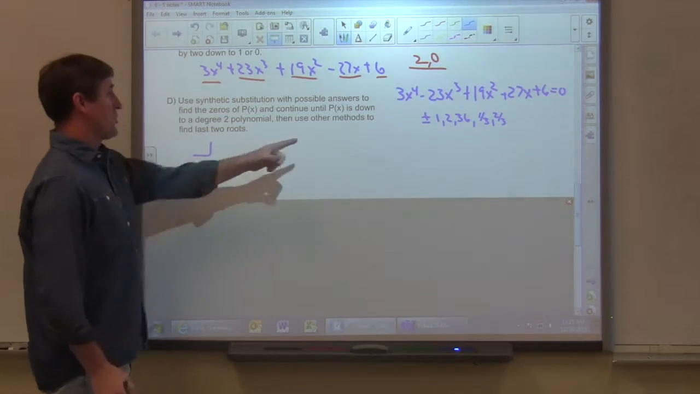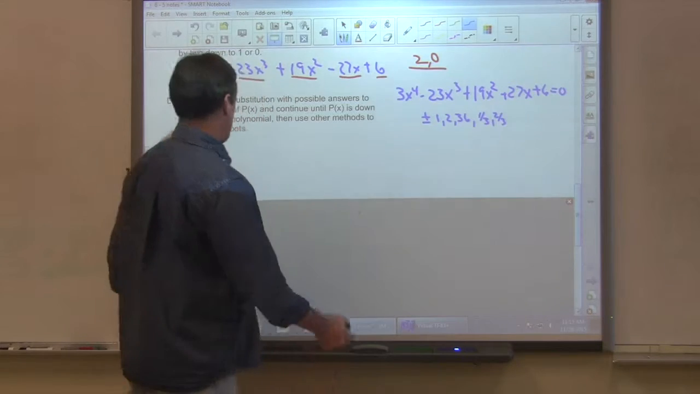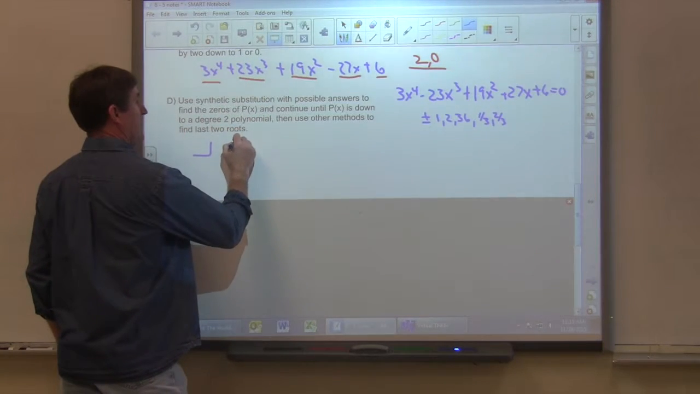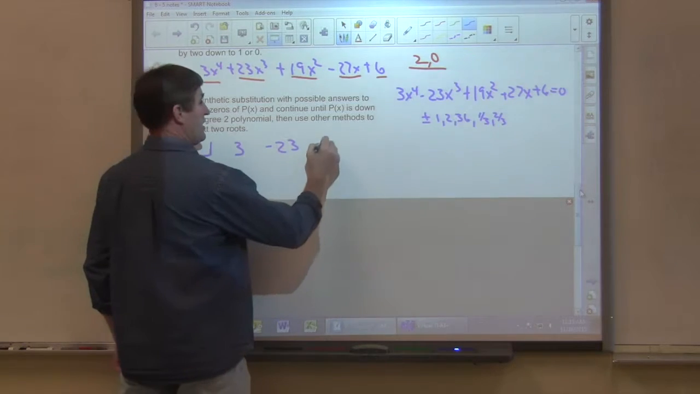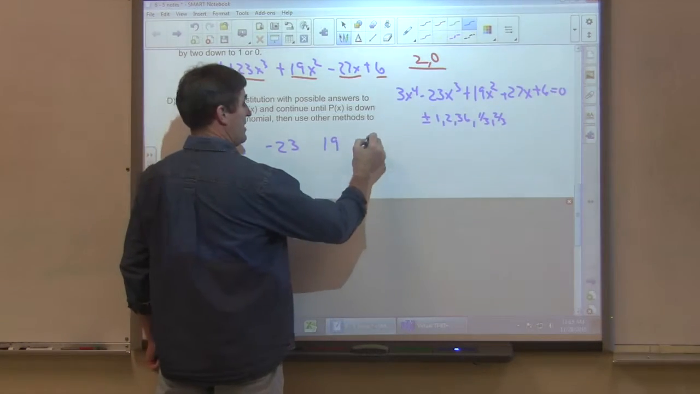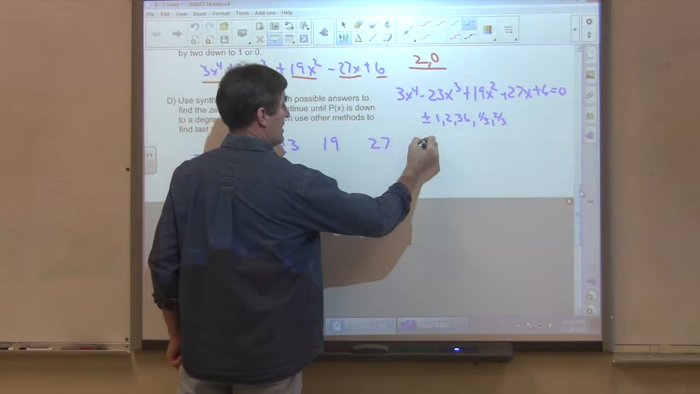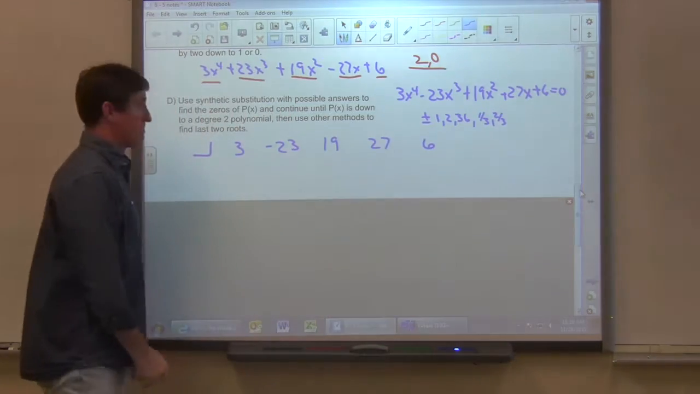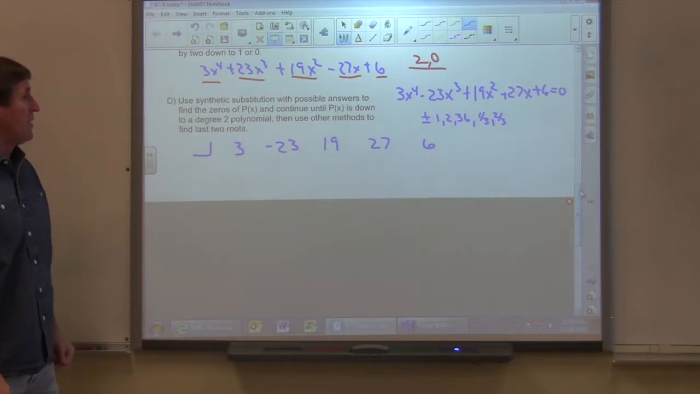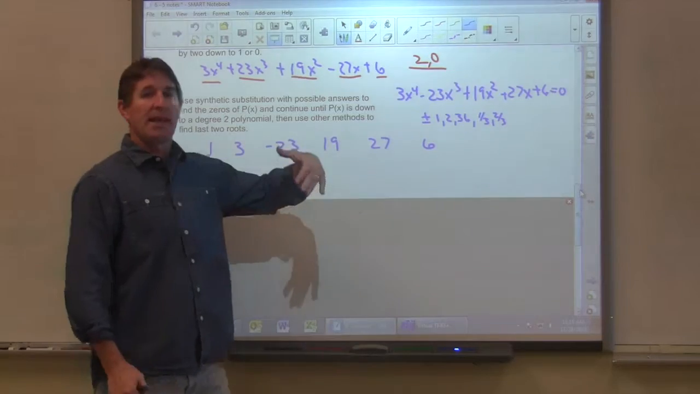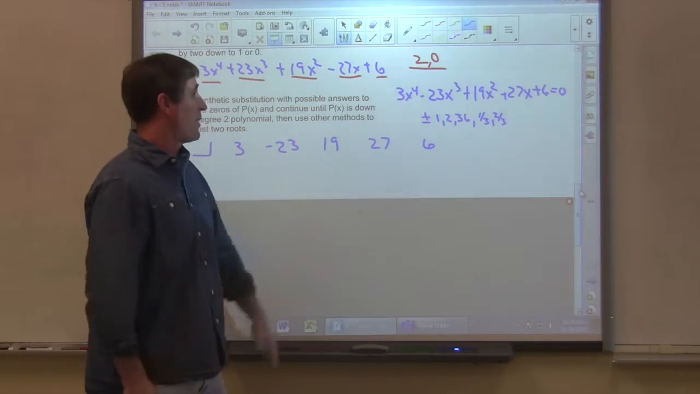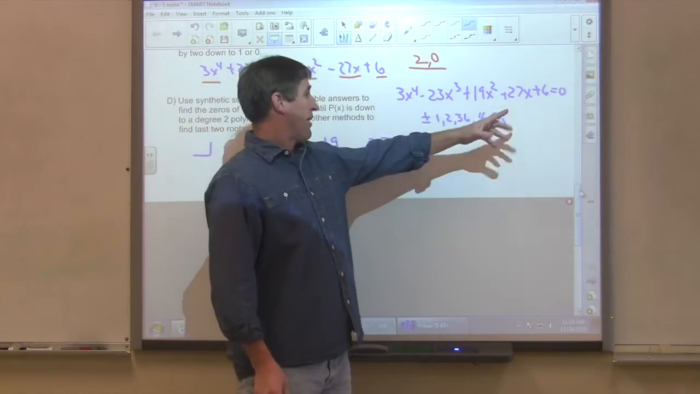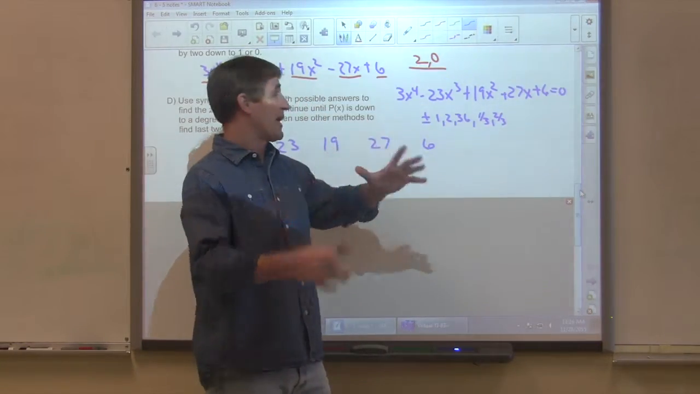We have to choose one of these numbers to try, and then our coefficients are going to be 3, negative 23, 19, 27, and 6. Okay? So we have to pick one of these, and you just have to make an educated guess. You can pick any one of them to start with. I kind of like to pick one in the middle so I can look at it.